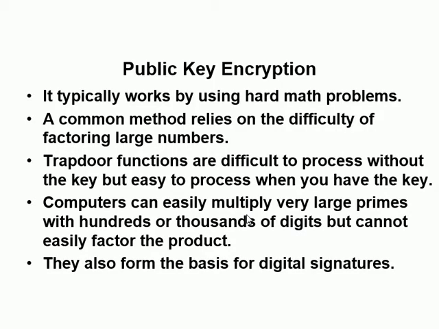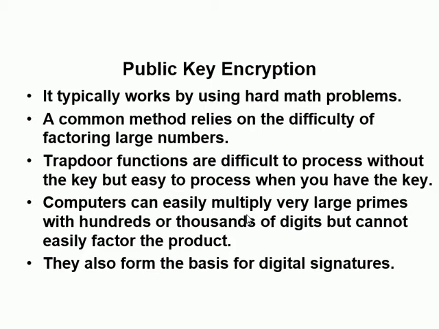It typically works by using hard math problems. This is where we talked about factoring, right? Factoring is hard, multiplication is easy. So a common method relies on the difficulty of factoring large numbers. Trapdoor functions are difficult to process without the key, but easy to process once you have the key. Computers can easily multiply very large primes with hundreds of thousands of digits, but they cannot easily factor the product. That's basically how most public key encryption standards work.